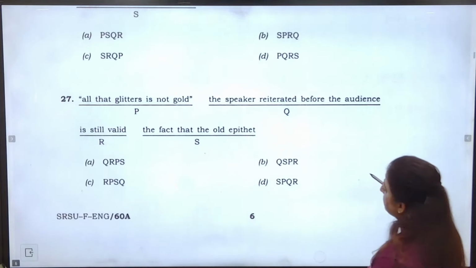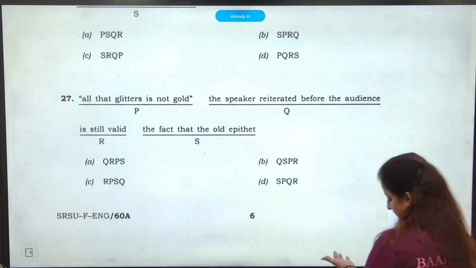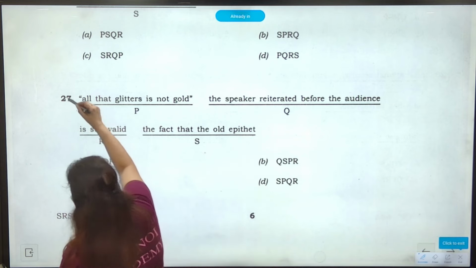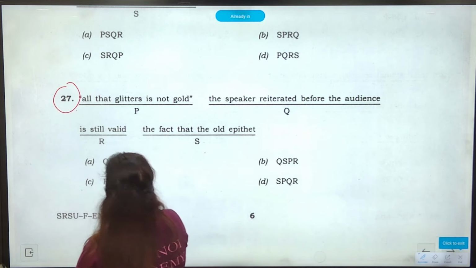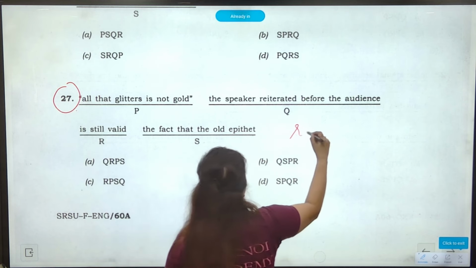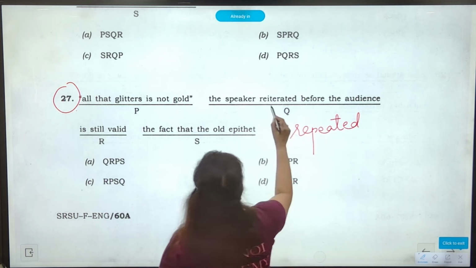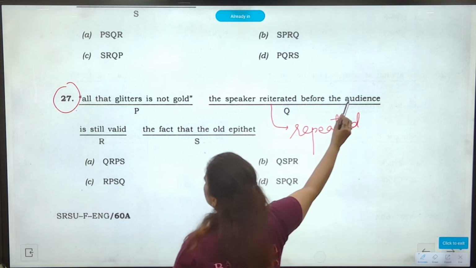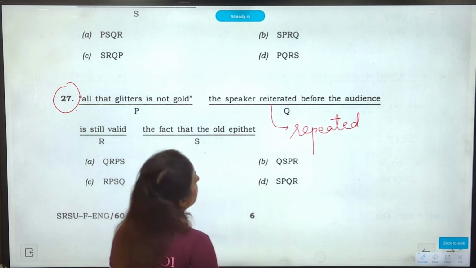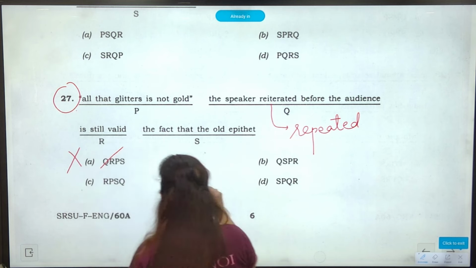Question 27. Bravo. Let's read question 27. QRPS. The speaker reiterated. Reiterated means repeated. You repeat what you were saying. Reiterated before the audience is still valid. What did he reiterate? वो तो समझ नहीं आ रहा. The QR does not go. Alpha is not the answer.